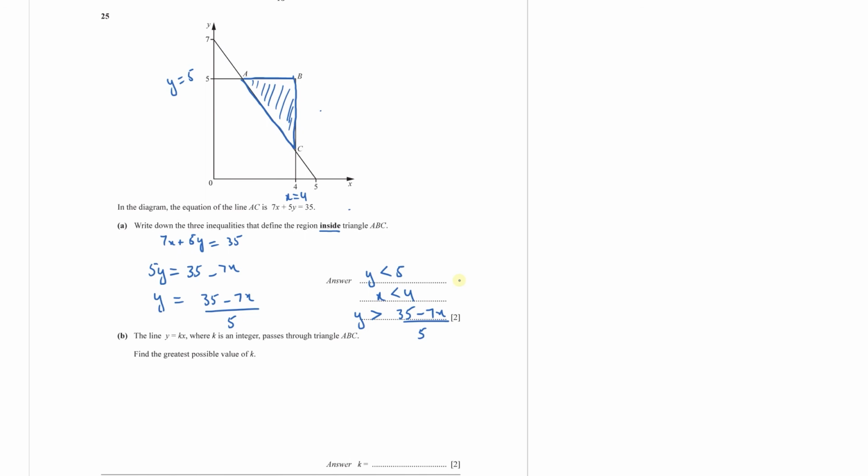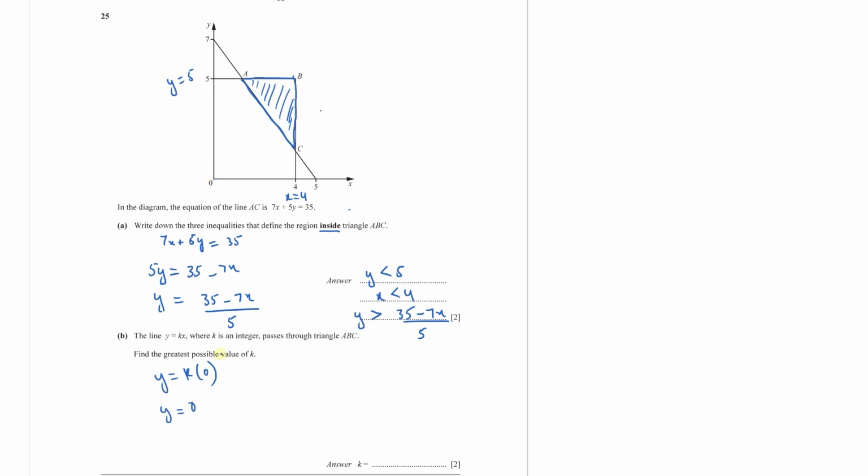So the last part is: the line y equals kx, where k is an integer, passes through triangle ABC. Find the greatest possible value of k. So k is actually the gradient of this line. y equals kx means this line passes through the origin, because if x is 0, y equals k times 0, so y would be 0 as well.